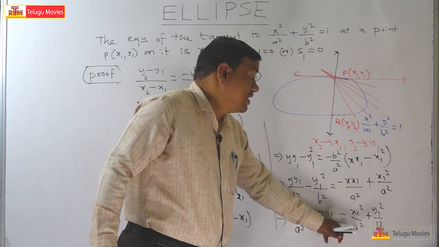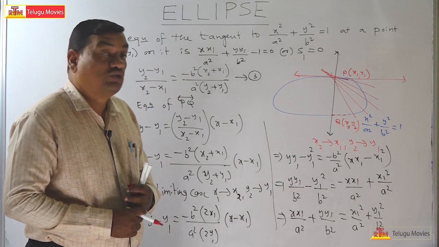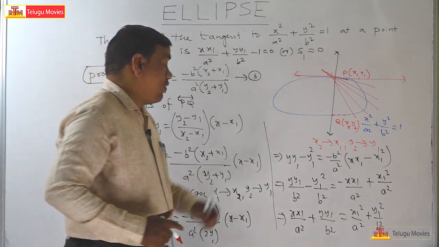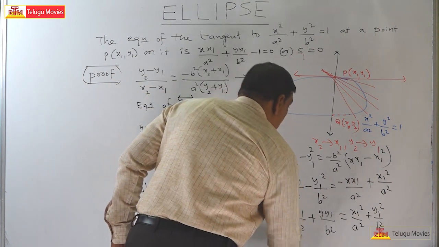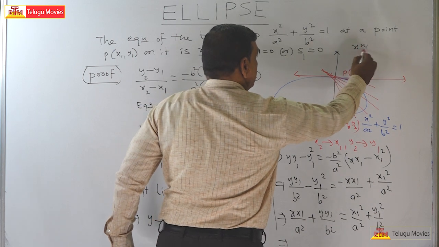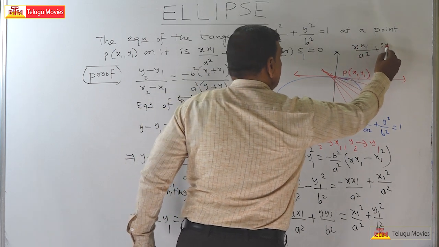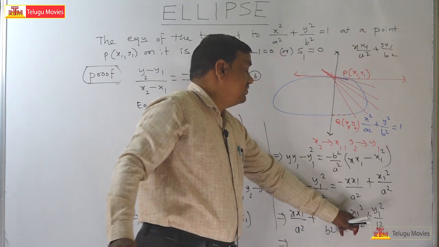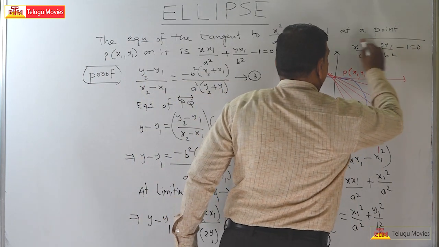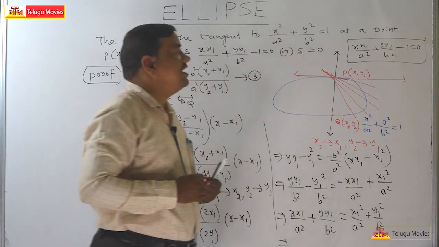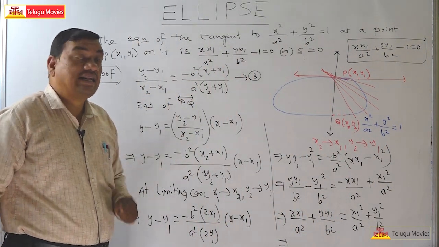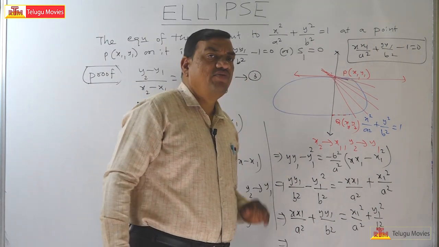So this x1 square by a square plus y1 square by b square value is 1 according to equation number 1. So you bring this side, you will get almost this equation: x x1 by a square plus y y1 by b square, this value is equal to 1. So bring this side, minus 1 is equal to 0. This is the equation of the tangent at the point P (x1, y1).